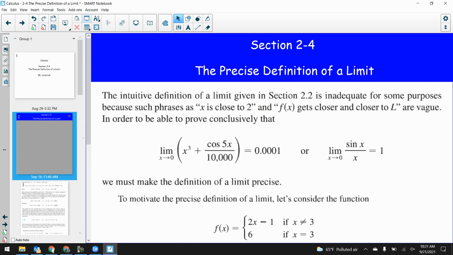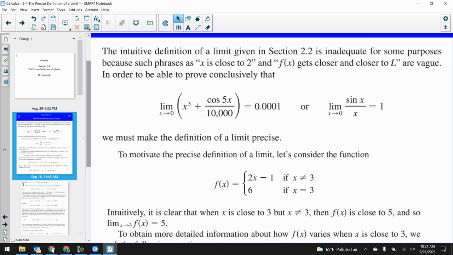Okay, enough of me talking. Let's go through here. The intuitive definition of a limit from section 2.2 is inadequate for our formal purposes. You know what's funny? When I first started teaching this last year, I liked to go onto the book's website and look at some of their videos. And this video is hilarious, because this is going to be a very proper way of doing something. We're going to do some algebraic proofs.